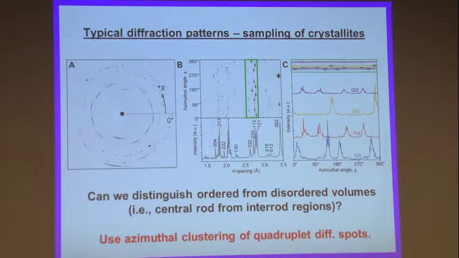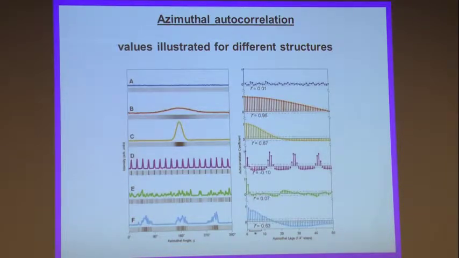Can we distinguish ordered from disordered volumes? And so what we're going to do is look at the azimuthal clustering of this quadruplet of diffraction spots. So in a model, if there's no clustering, we get an autocorrelation coefficient of 0.01. If we have a wide bump, it's 0.96, sharp bump, 0.87, et cetera. So we can differentiate by this autocorrelation value the different clusterings that occur azimuthally around the diffraction rings.